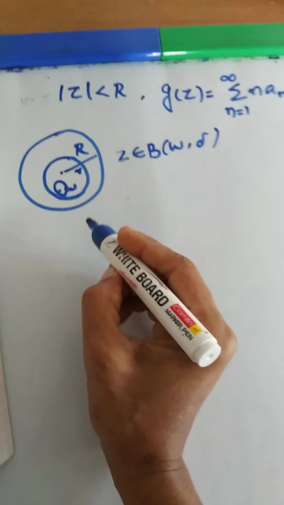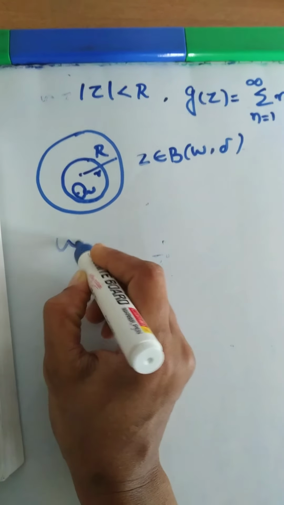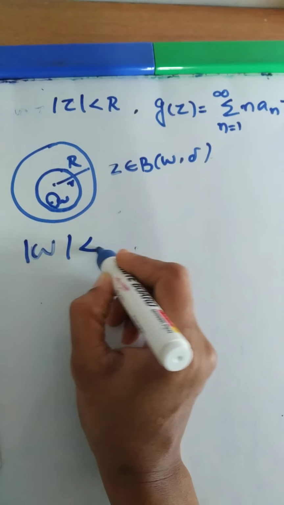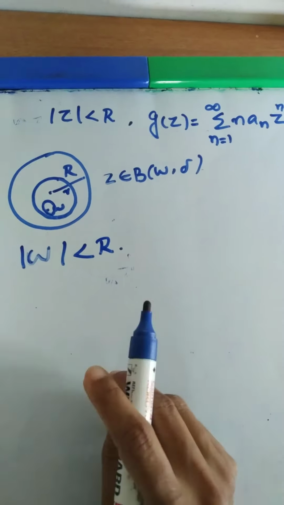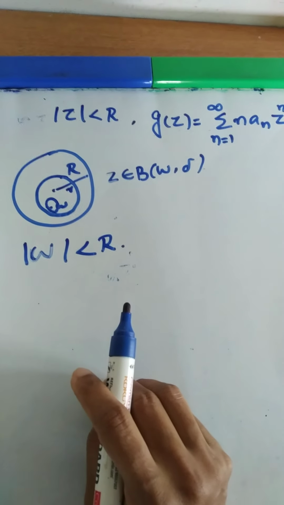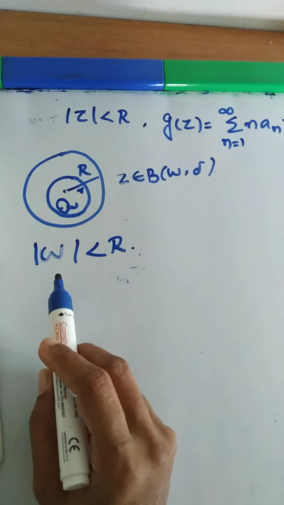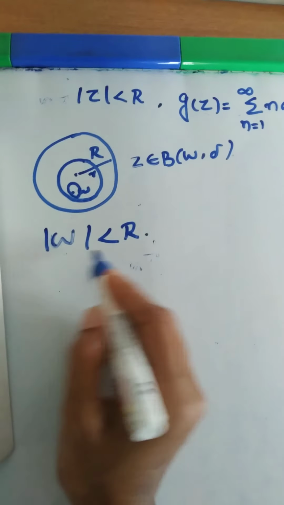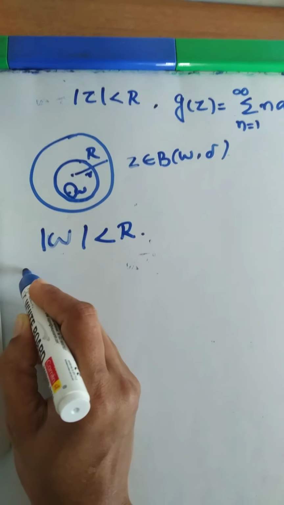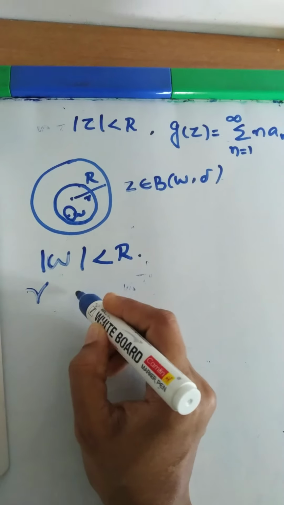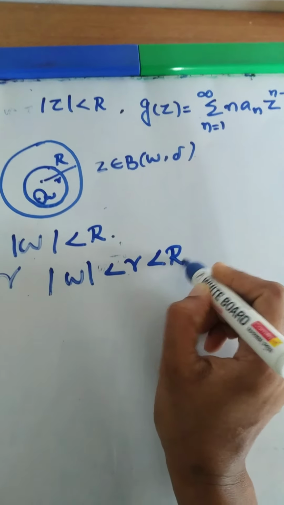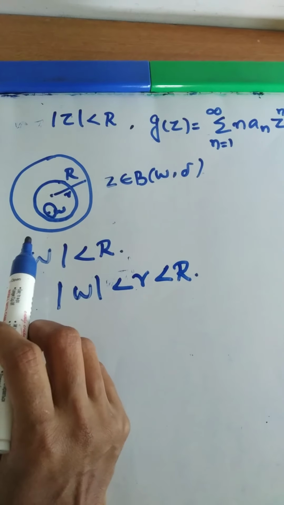So to prove it is differentiable, you just consider a point W such that modulus of W less than R. Consider another point, modulus of W less than R. And we will show that F of Z is differentiable at this point W. Also, for proving the required result, just choose another real number small r such that mod W less than small r less than capital R. So you just compare the circles.